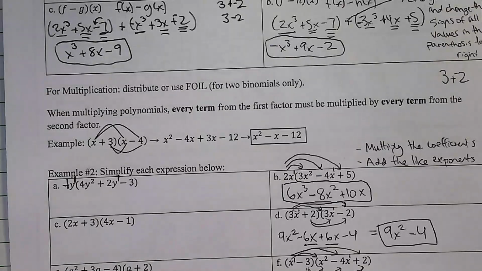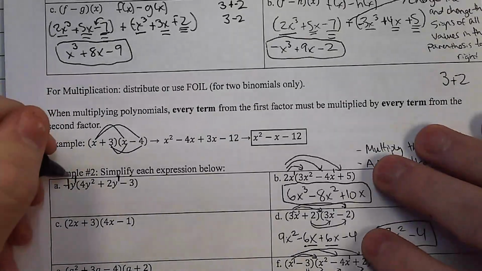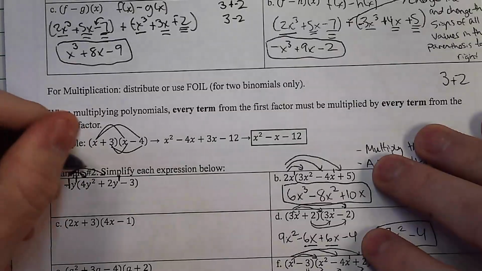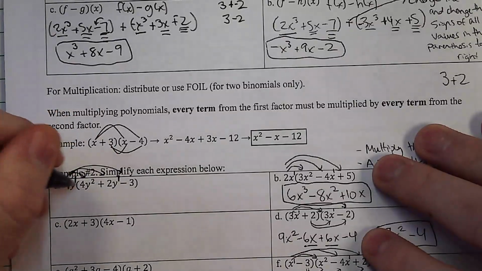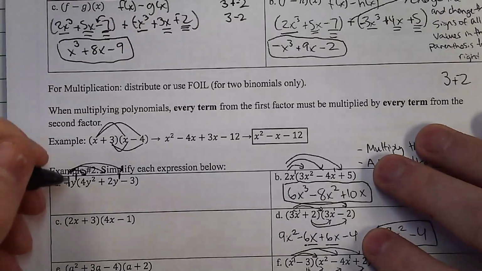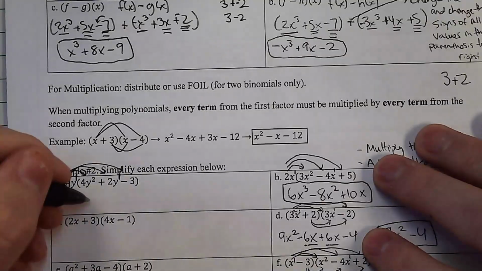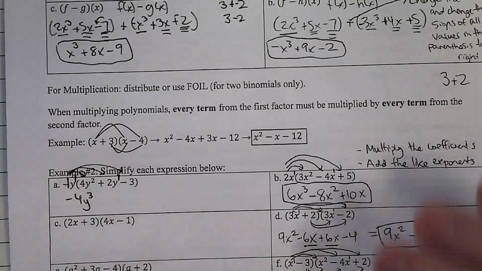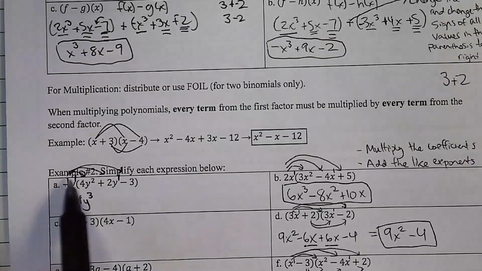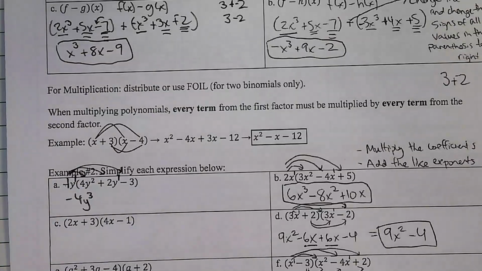So here's how you multiply. I'm going to distribute here. You multiply the numbers. What's negative 1 times 4? Negative 4. And you add the exponents. What's 1 plus 2? 3. So that's how you multiply. You multiply the numbers in front, and then you add the exponents.